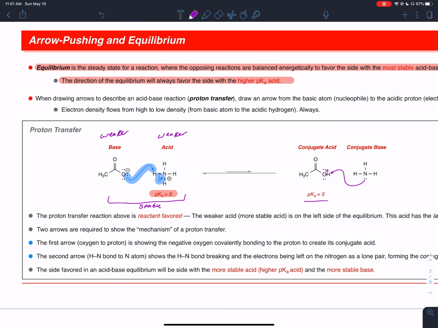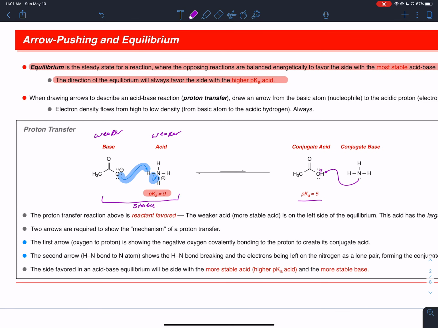Okay? Equilibrium is a dynamic back and forth. However, at equilibrium, there is a steady state where there will be a side that is favored if there is a difference in your pKa values for the acids on each side. And again, just to reiterate one more time, the side that is favored at equilibrium will be the side with the higher pKa acid. And that side has both the weaker acid, the higher pKa acid, and the weaker base. And those two species, our base and acid on this side, are more stable species than the conjugate species on this side of the equilibrium arrow.